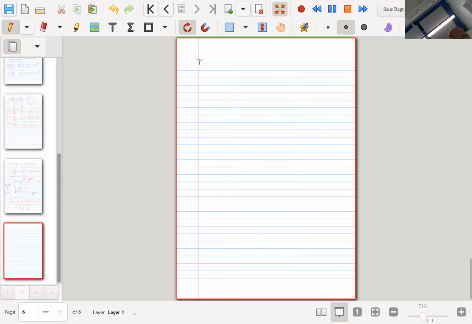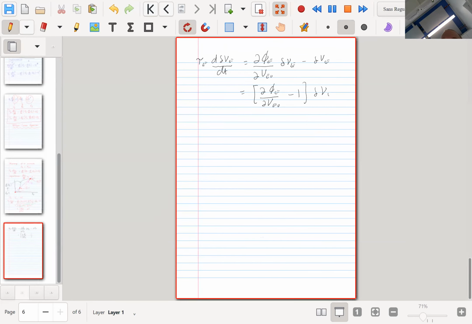Tau E d delta nu E dt equals the partial of phi E with respect to nu E0 times delta nu E, minus delta nu E, equals the partial of phi E with respect to nu E0 minus 1 times delta nu E. Okay.